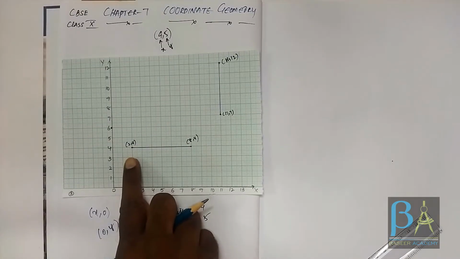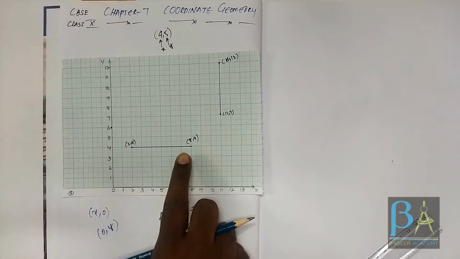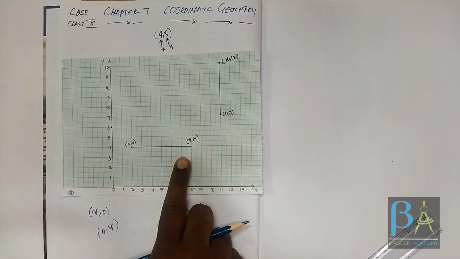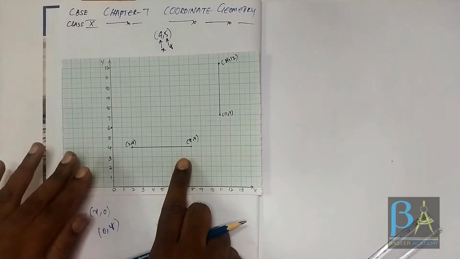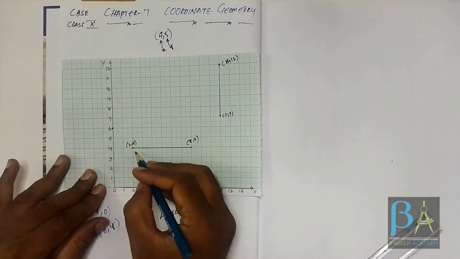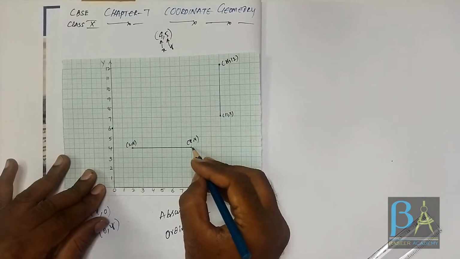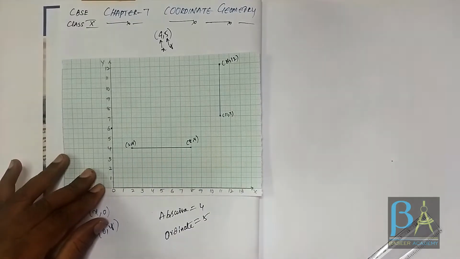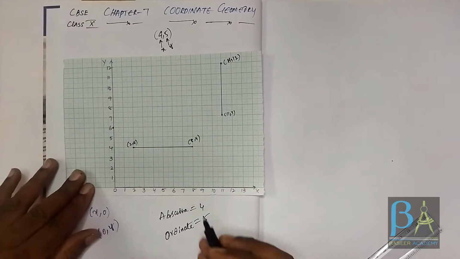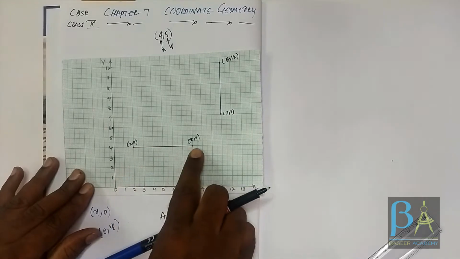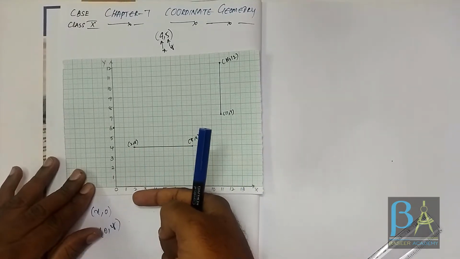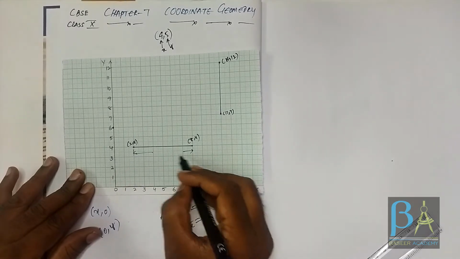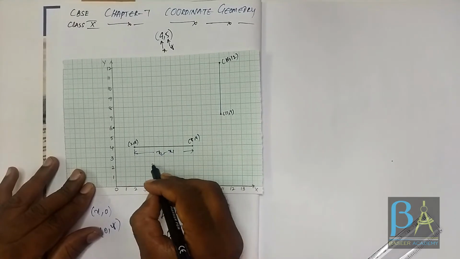If the line segment joining 2 points is parallel to the x-axis, then the distance between the 2 points is again x2 minus x1. Let us say I have 2 points here, (2, 4) and (8, 4), and I want to find out the distance between these 2 points. Since the line segment joining these 2 points is parallel to the x-axis, the distance between these 2 points is again going to be x2 minus x1 itself.